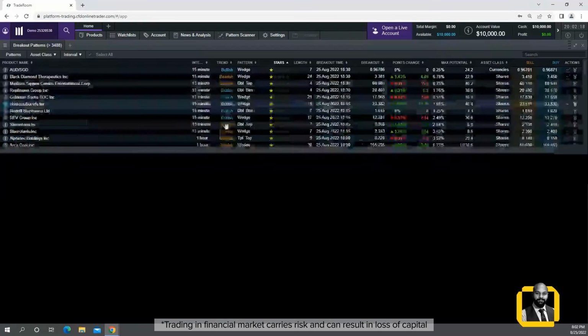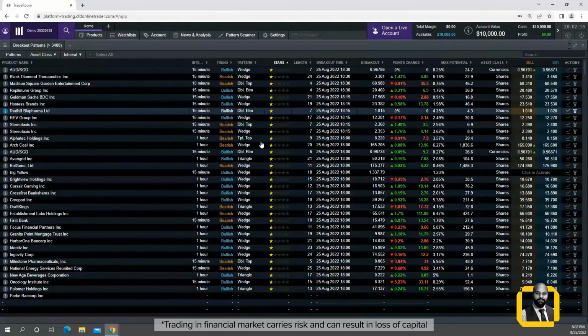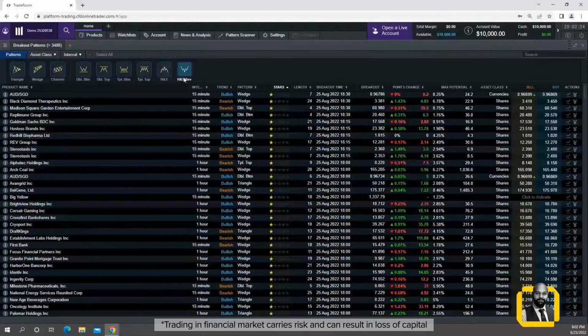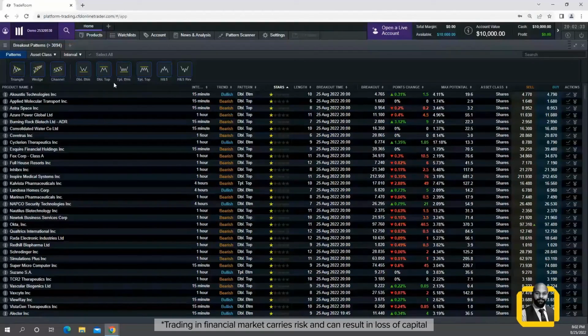Now, if I click on breakout patterns, these also have different time frames. You can choose what type of pattern you want. You want head and shoulders, you choose head and shoulders. You want double bottom, every time it makes a double bottom price action, you'll get an indication. Of course, triangle, wedge, channel, all the patterns that we saw earlier. Now, this is your head and shoulders. There is also cup and handle. There are a few more which you can get on your live account.